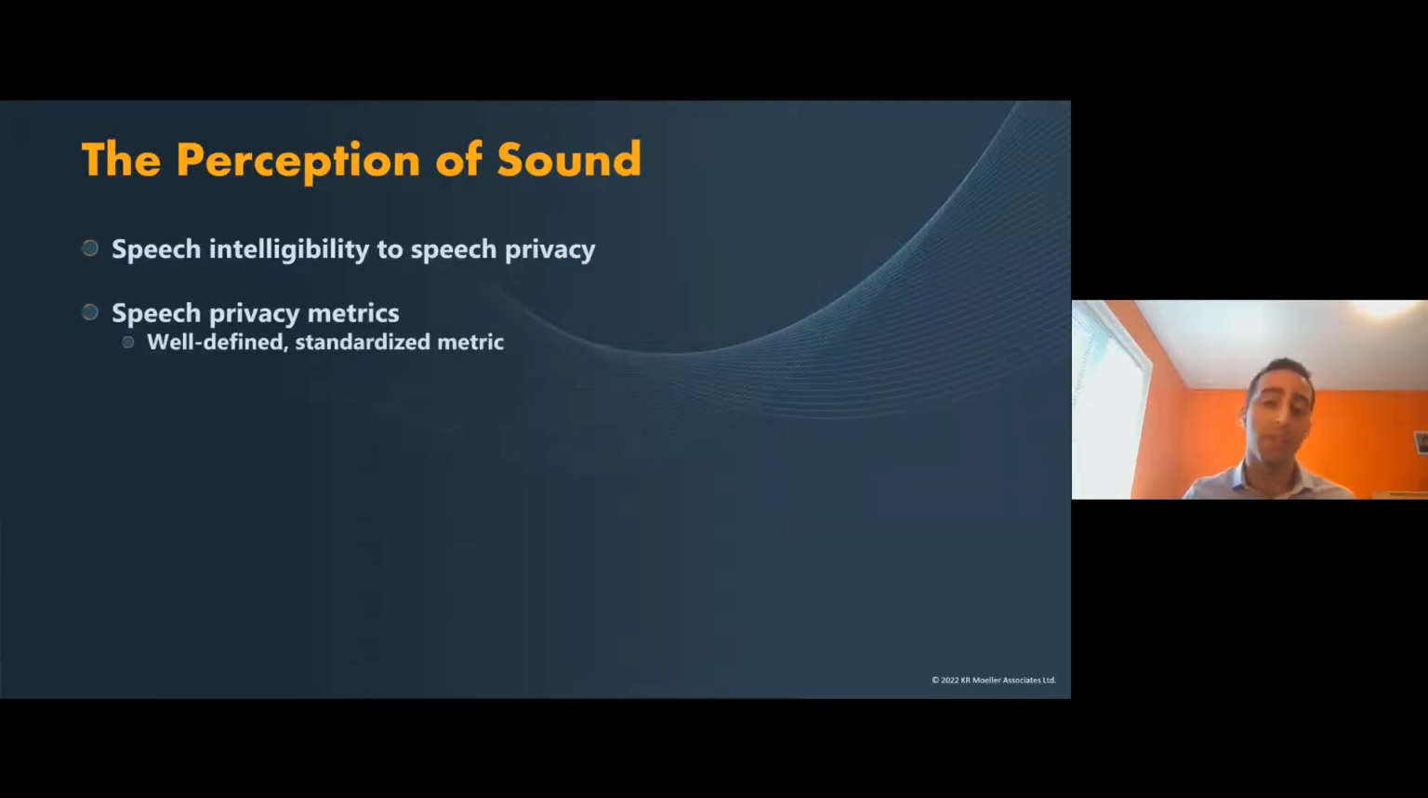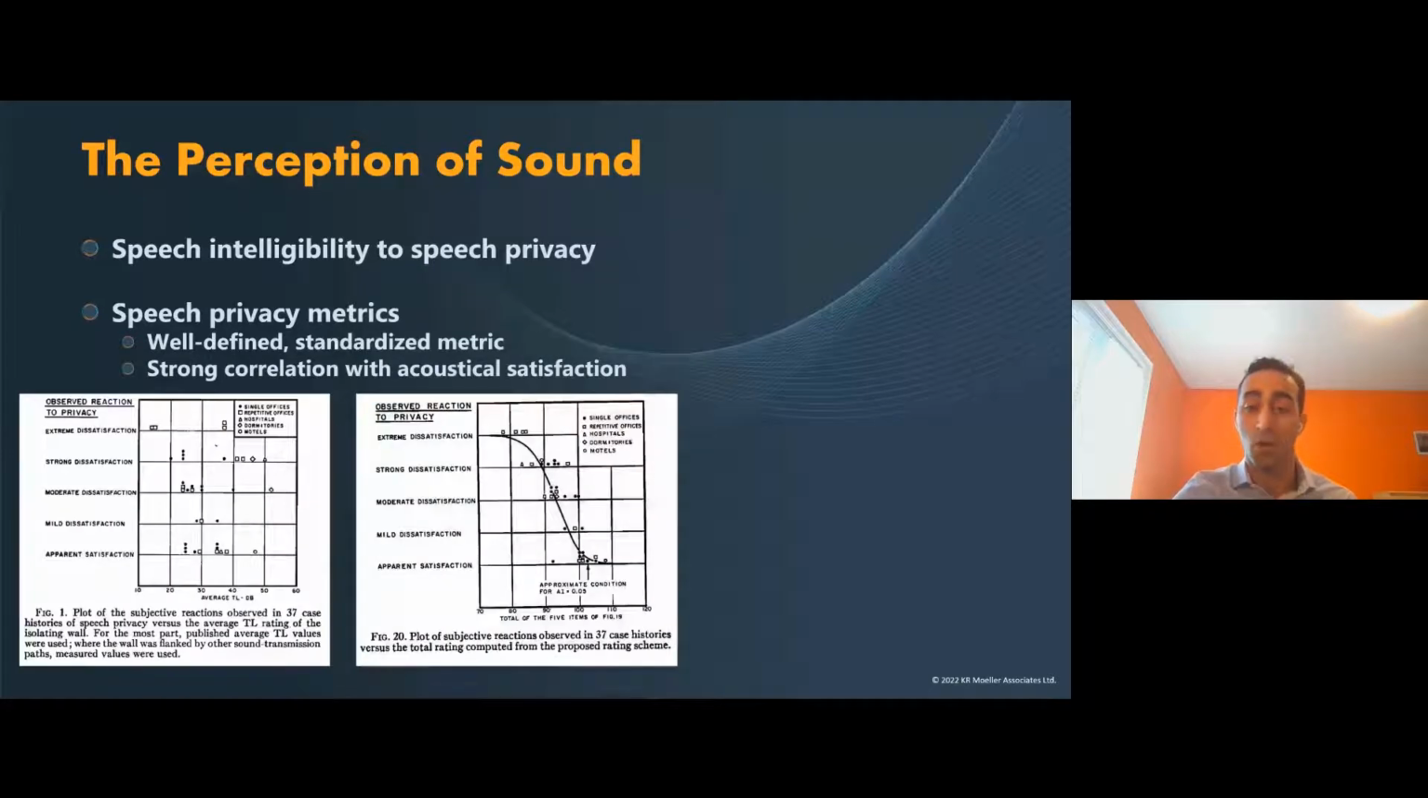First, speech privacy metrics are defined and measurable. They are the most reliable psychoacoustic metric available to acousticians, which can be used to set expectations in design and to assess the performance of a space. Second, speech privacy, or more generally speaking, acoustical privacy, is strongly correlated with acoustical satisfaction. This is a conclusion that's been understood, certainly anecdotally, for hundreds if not thousands of years, and one that was more carefully investigated by the late and respected acoustician William Cavanaugh in the 1960s.